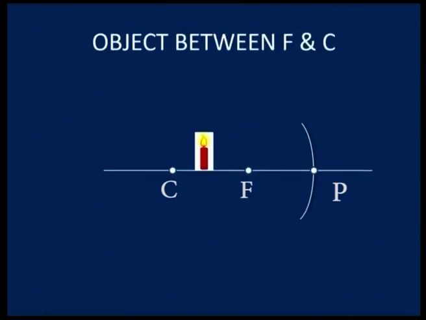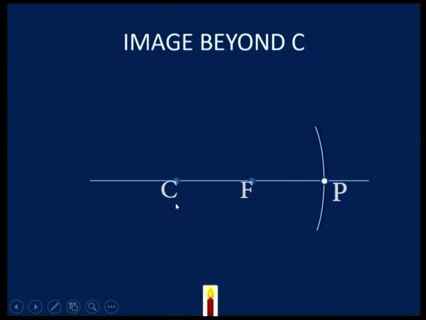Now we are going to shift the object between F and C. This is F and this is C. Now let us see the image formation with the help of ray diagrams. The principal axis, pole, focus, the center of curvature. Image is placed between F and C.